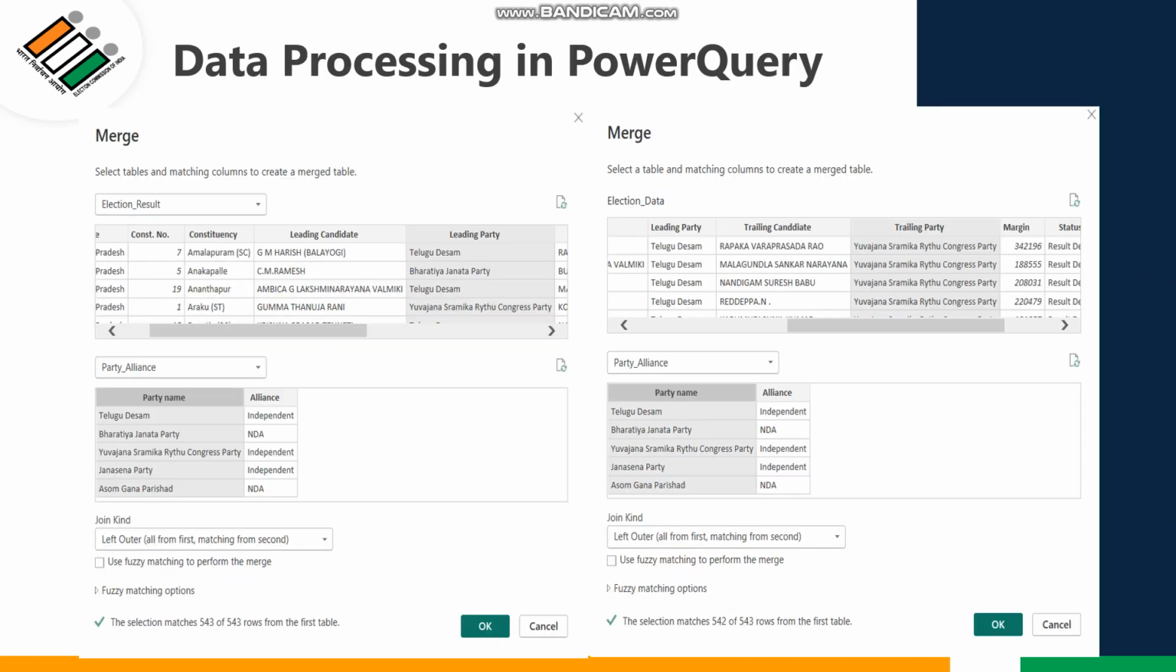In Power Query, we merge the two data sets using a left-outer join based on the leading party and party name, creating fields for both leading and trailing alliances. This comprehensive approach ensures thorough understanding of the alliances involved.